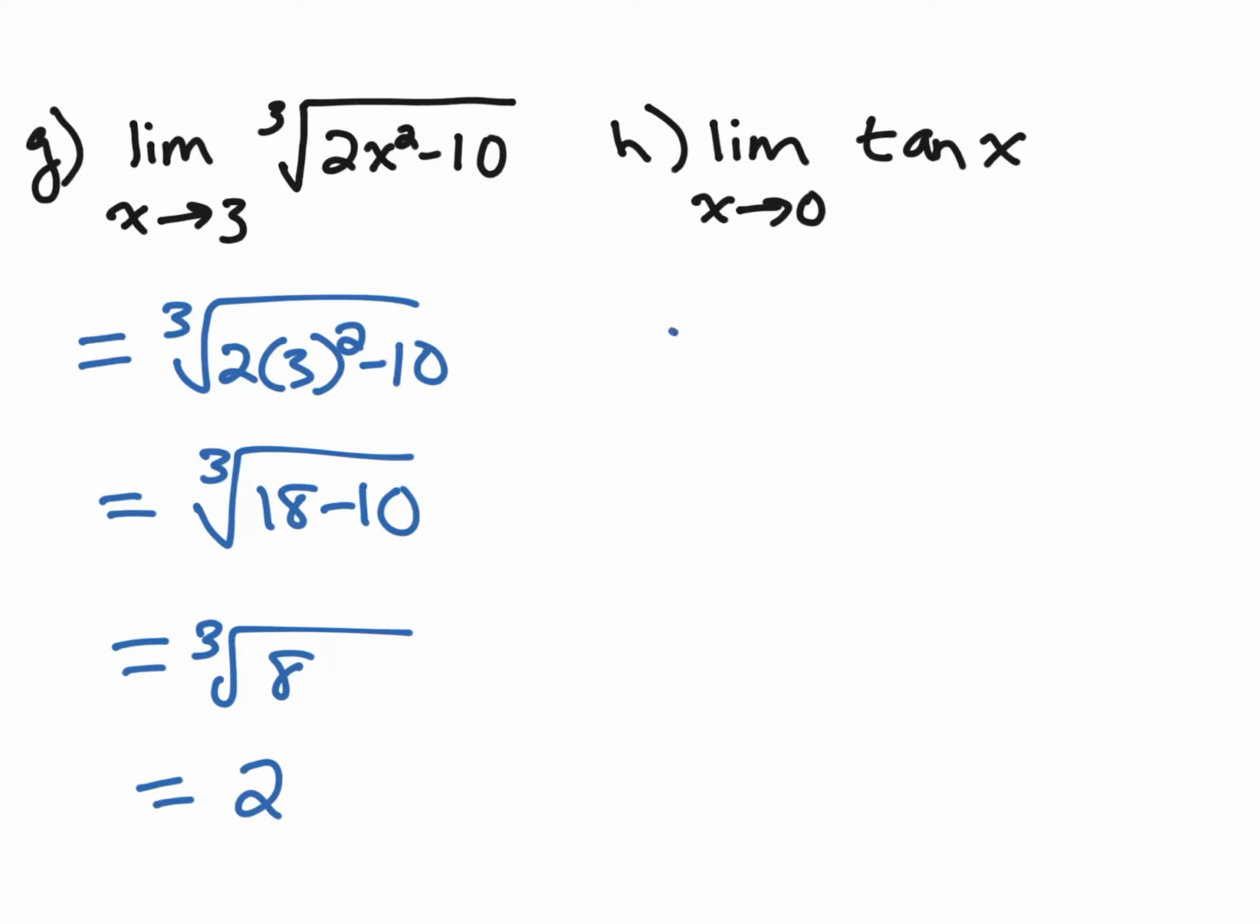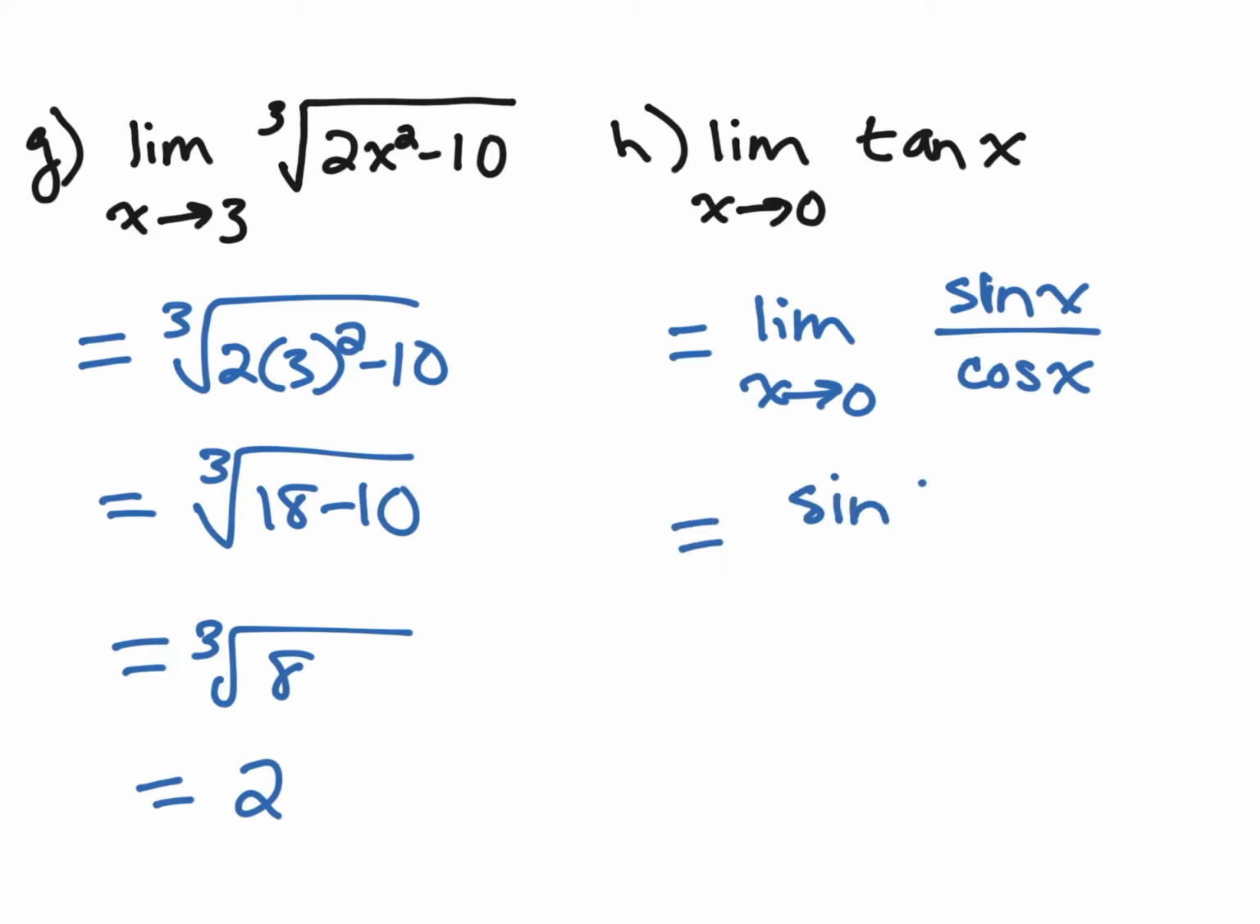Well, for me, on the unit circle, I've got sine and cosine memorized. I don't have tangent memorized. So I'm going to write this as the limit as x approaches 0 of sine of x over cosine of x. Because I know what those are. And tangent is sine over cosine. So that gives me sine of 0 over cosine of 0.